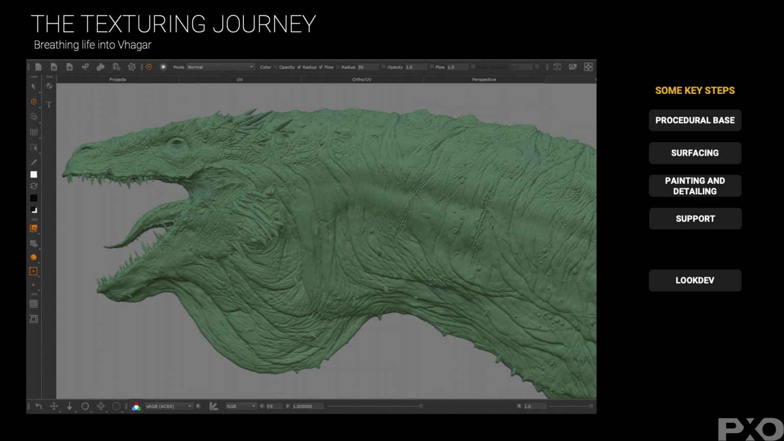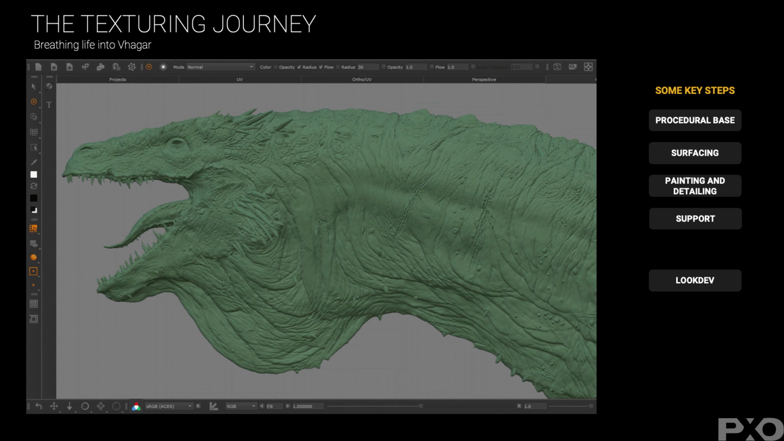Finally, we can start the core of our texturing journey, because all of this work, all of this planning, as I said, was putting my mind at ease that I could welcome Vhagar into Mari and still that she would feel comfortable there, and we would feel comfortable working with her.